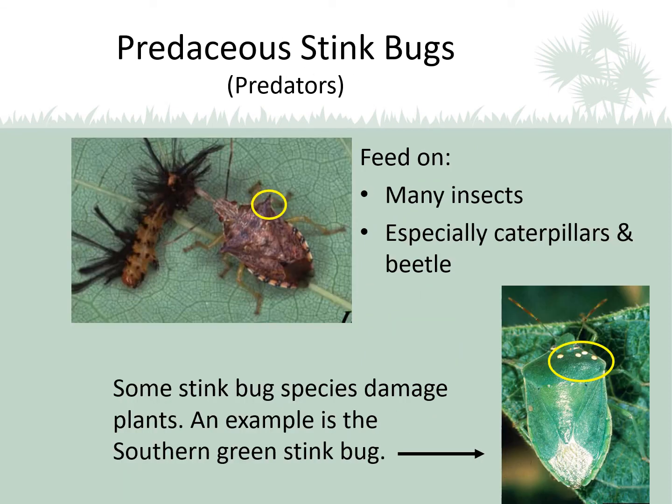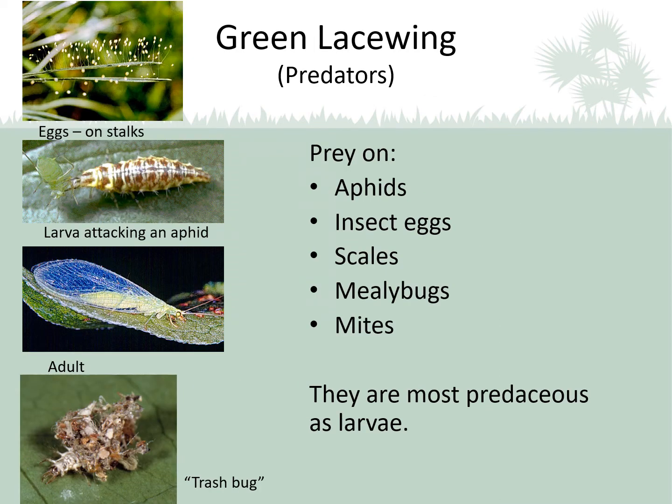And we've got predaceous stink bugs, and these would be what we would call our predators. They're going to feed on insects, and let's hopefully assume on detrimental insects. They have a proboscis they stick into the prey and quite literally lance it and pull out all the nutrients they need from it and move on to the next victim. Probably a pretty gruesome way to go.